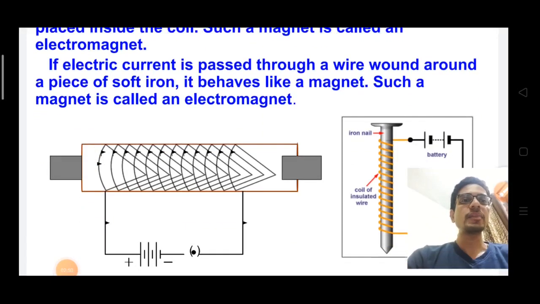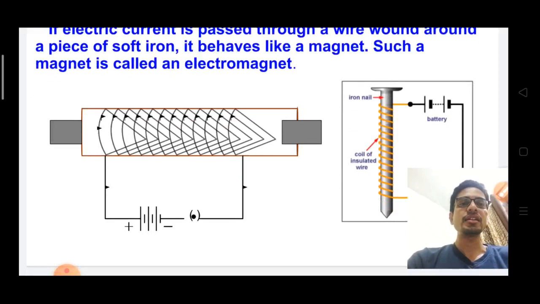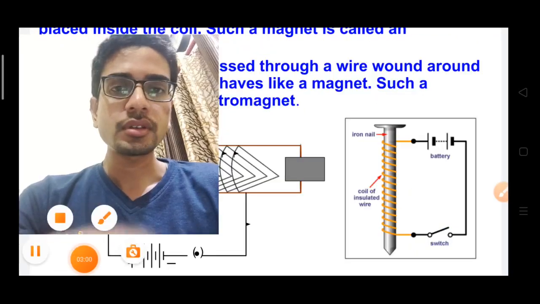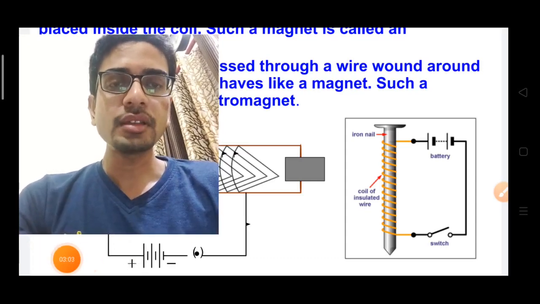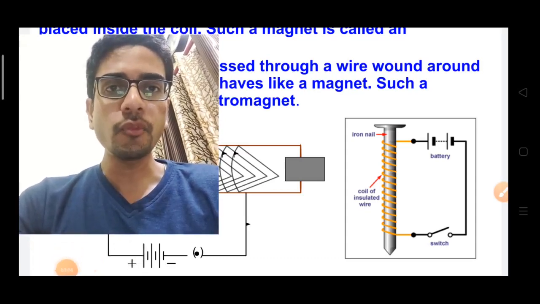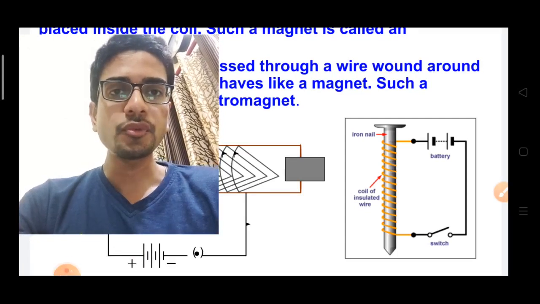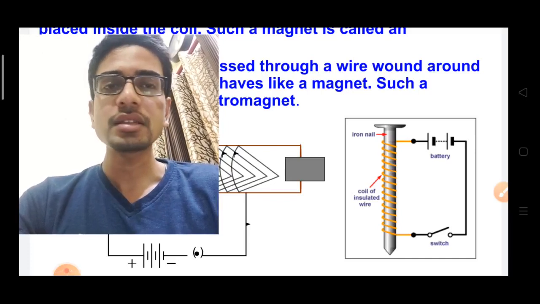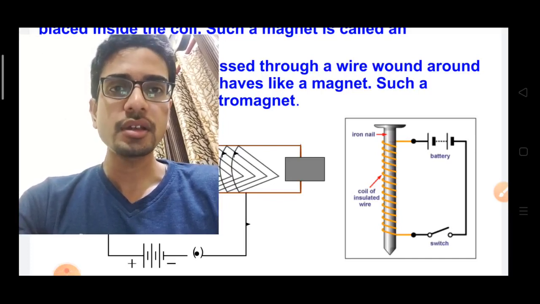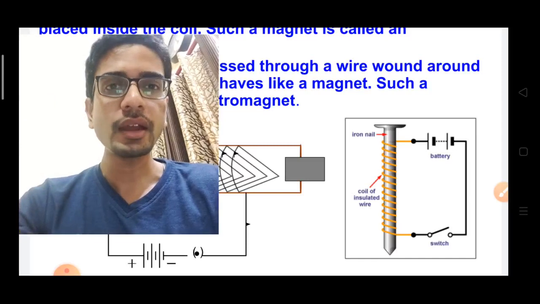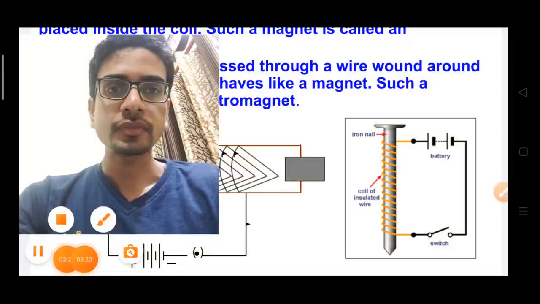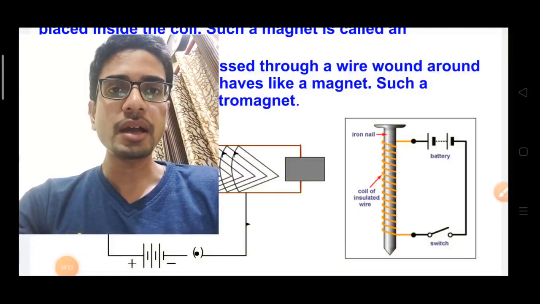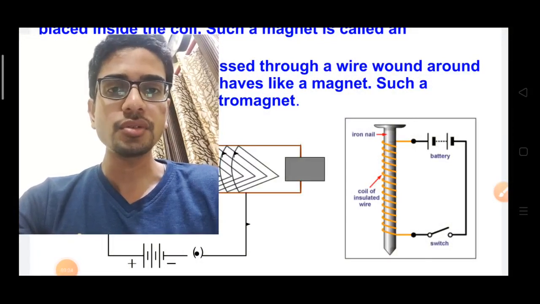If electric current is passed through wire around a piece of soft iron, it behaves like a magnet. It is called an electromagnet. In this chapter there are three most important points you must remember. The first one is that every current carrying conductor has some magnetic field. Every current carrying conductor acts like a magnet. And this rule was given by Hans Ørsted, as you know.